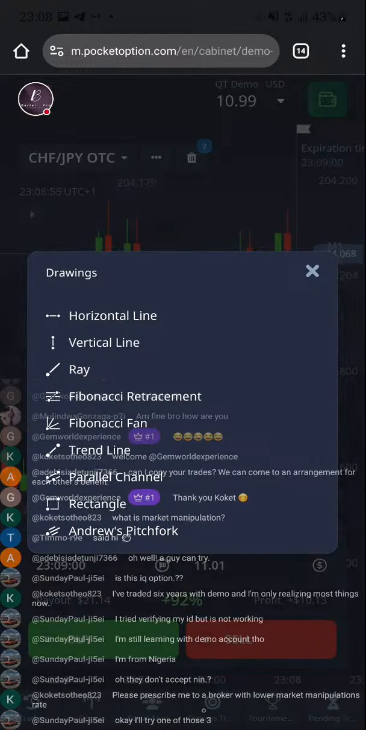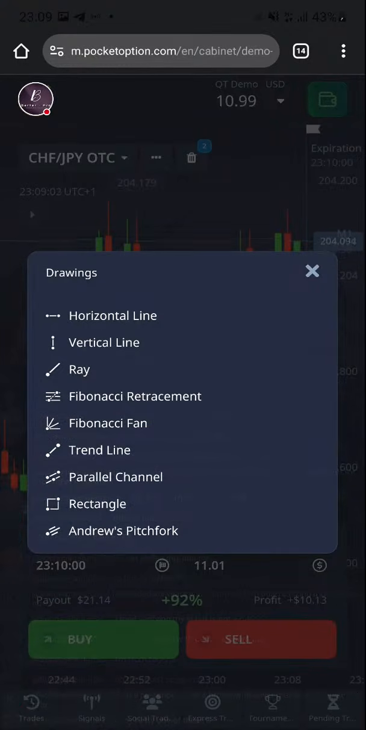Please prescribe me a broker with low market manipulation. Okay. Now, the only broker I actually know right now is Pocket Option, and the link is in the description below.